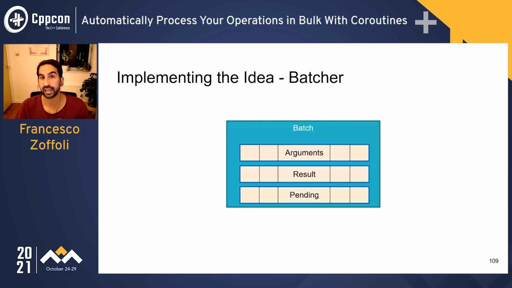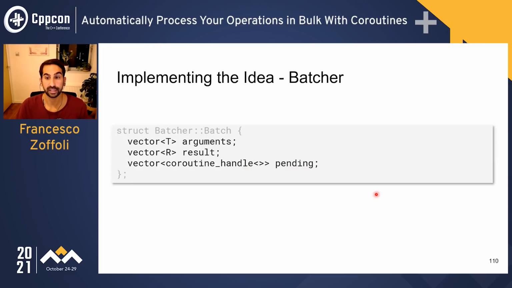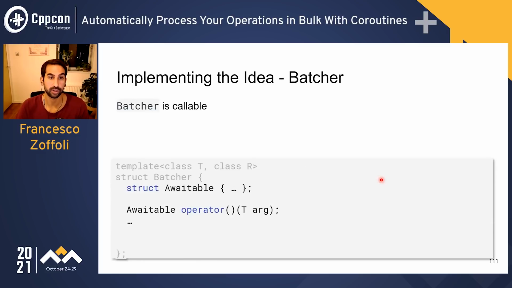So let's see what our batch looks like. And this is what we were saying earlier. We are going to store a vector with all the arguments we saw in the current batch, all the results that we are going to get, and the pending coroutines so that we can schedule them later. And this is how it's going to look. We are going to have a vector with the arguments, a vector with the results, and a vector with the coroutine handles.